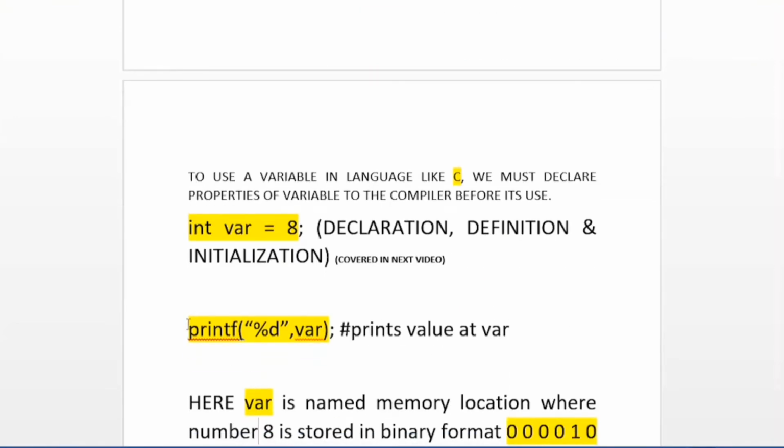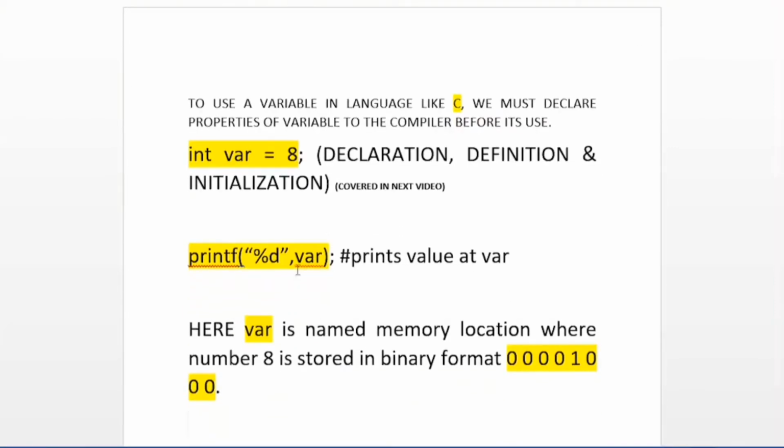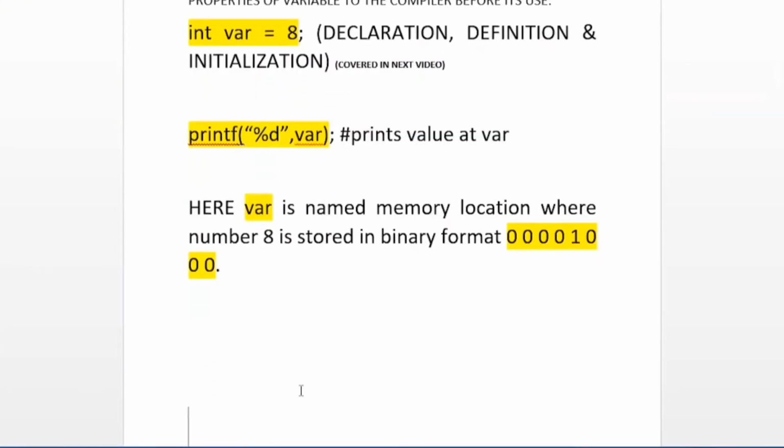Here, this is a syntax in C to print some value. I am printing the value stored at this named memory location. What will it give me? It will give me 8. This is simple. I have not used the address 1003. Instead, I have simply used the name var. Here var is a named memory location where the number 8 is stored in binary format, 00001000.